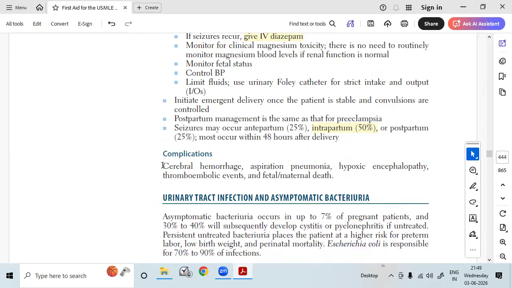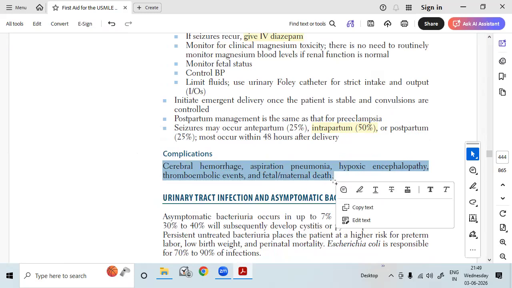Complications are severe. There can be severe cerebral hemorrhage, aspiration pneumonia, hypoxic encephalopathy, thrombotic events, and fetal and maternal death.